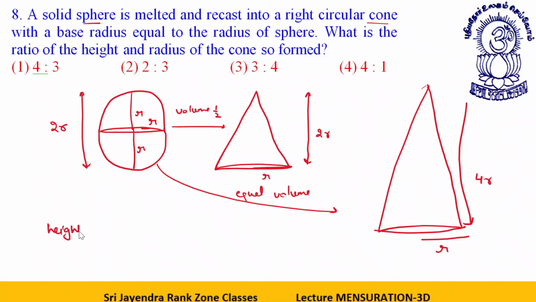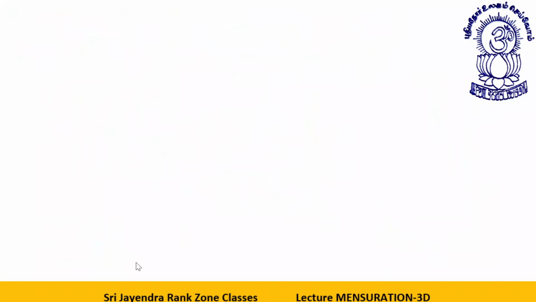Height of cone upon radius of cone. Height of cone will be 4r, radius of cone will be 1r. So this ratio will be 4r by 1r, or 4 by 1. This is the answer, my dear students. Okay, let's take the next one.